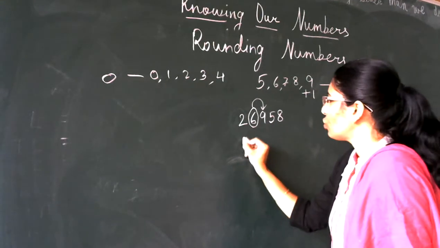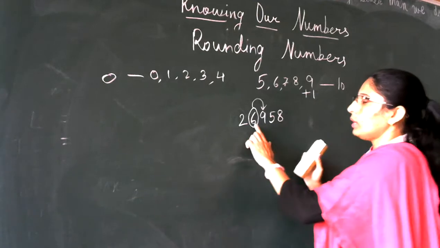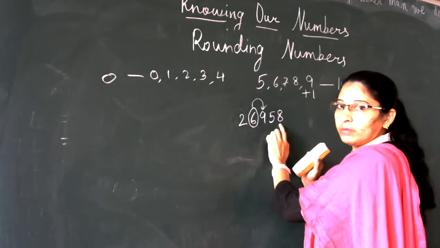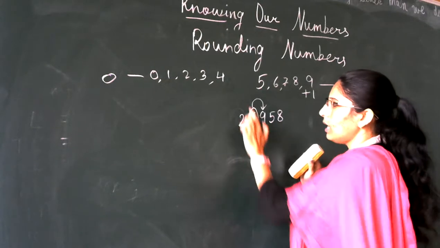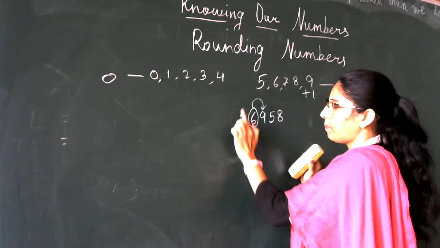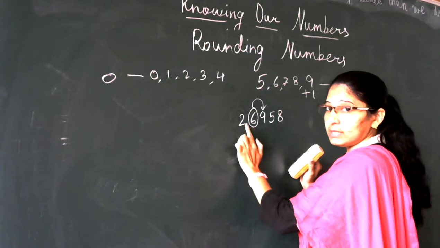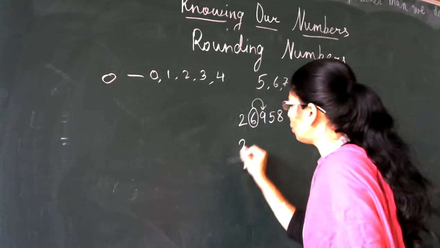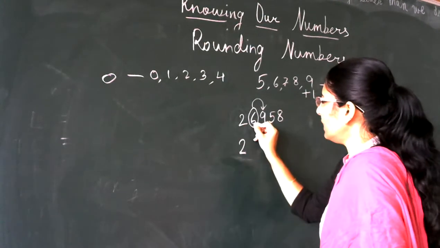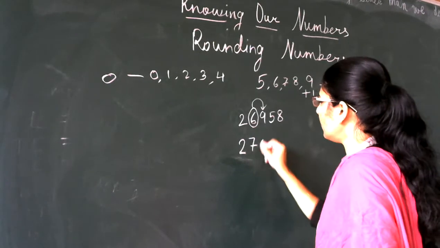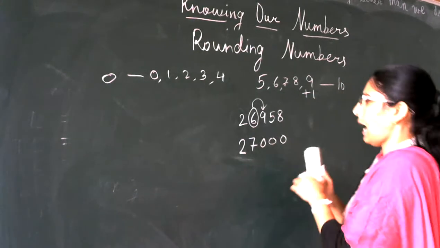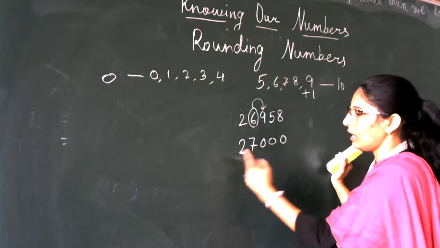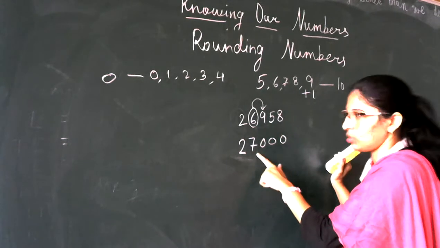So 7. We are rounding to 1000, so we change from the 1000s place. The front numbers will be the same. So here 2, and this will change to 7, and the rest will become 0. That means 26,958 is nearer to 27,000.